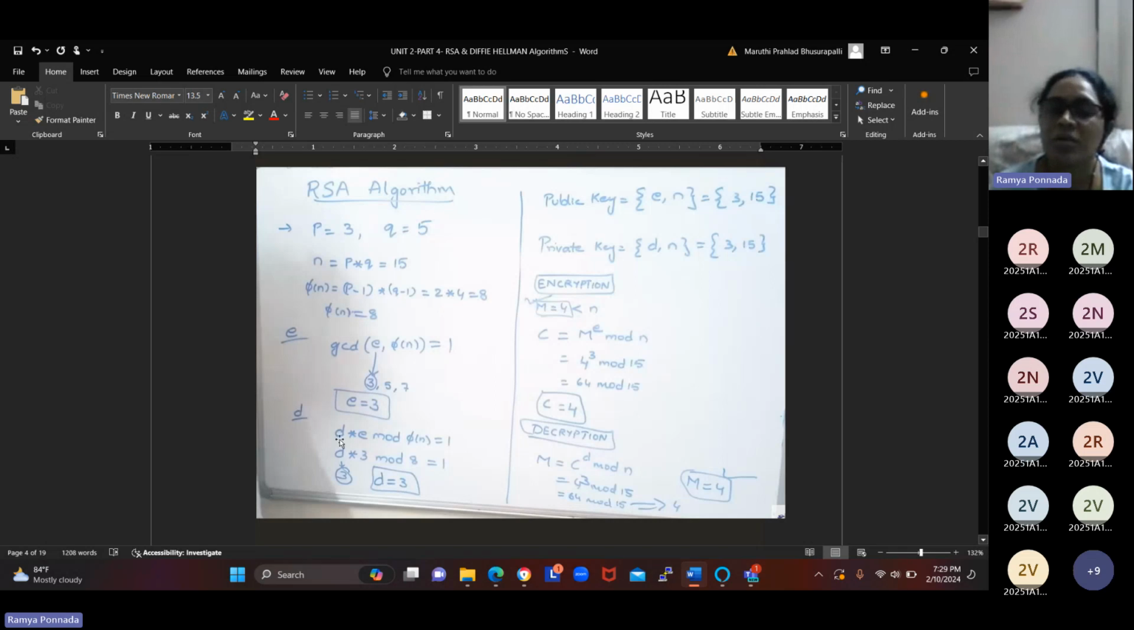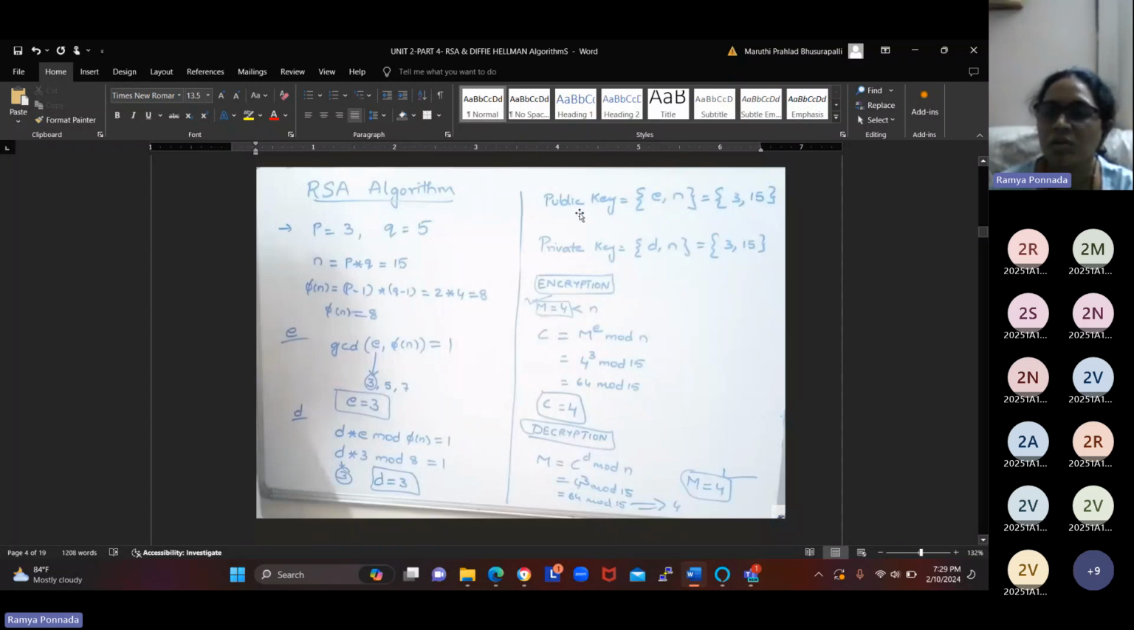Step number 4, what you are going to be doing? You are going to be calculating. This E is going to be the public key. Public key is going to be 3. The private key you need to calculate. How? D into E mod phi of n should be equal to 1. The E value we already know is 3. So 3 mod 8, it's going to be 1. Once you calculate this value, you are going to get D equal to 3.